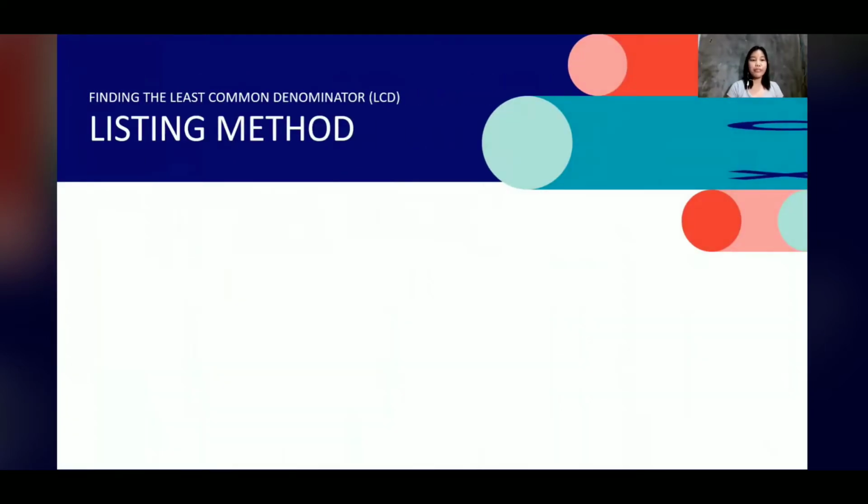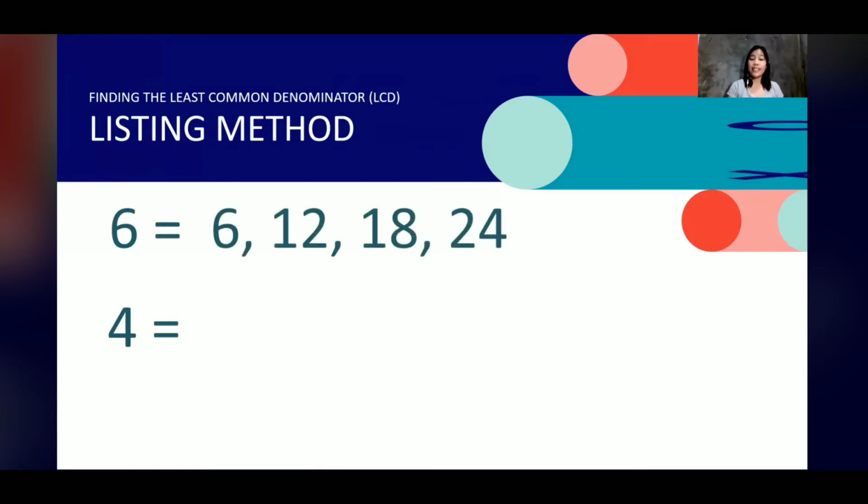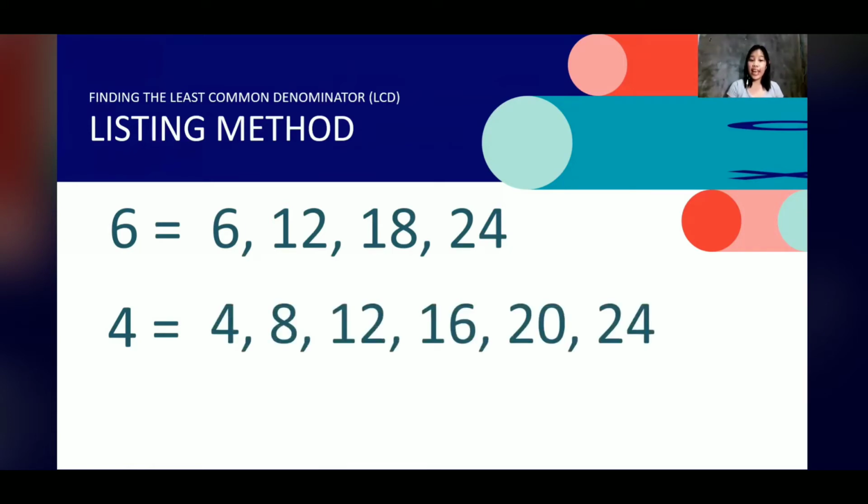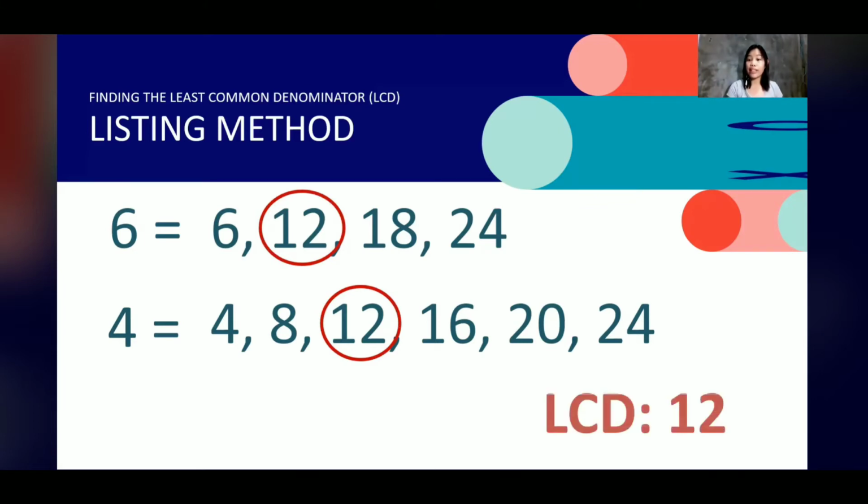So first step, listing method. 6, 4. We have 6, 12, 18, 24 as our multiples of 6. 4, 8, 12, 16, 20, 24 as our multiples of 4. So here, the common multiples are 12 and 24, right? But just like what I told you earlier, the first common multiple is the least common multiple. It is the lowest, the smallest common multiple. So here we have 12 as our least common denominator.